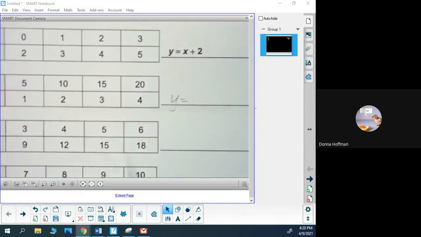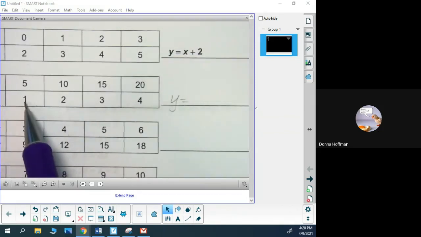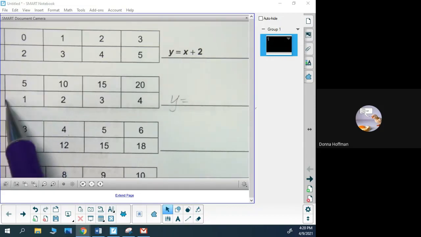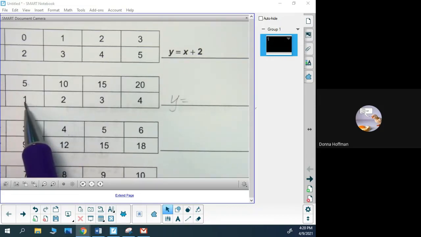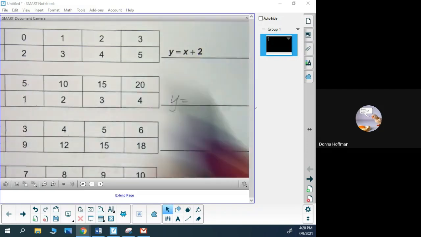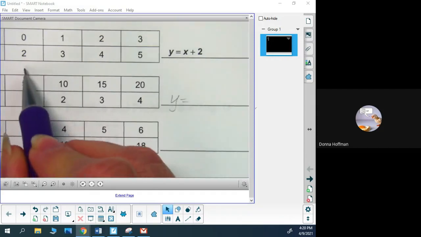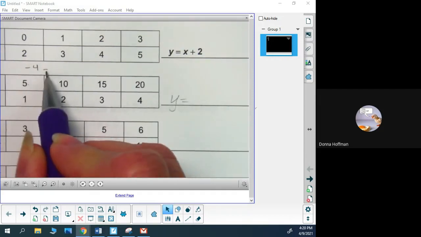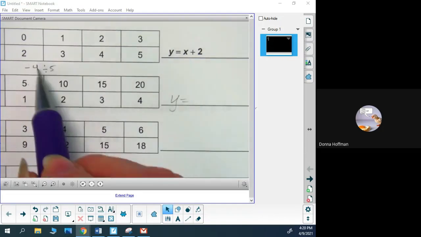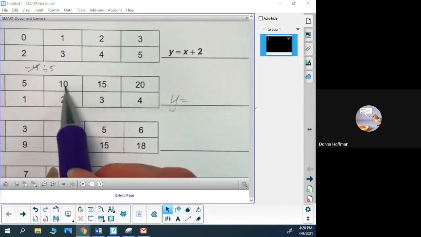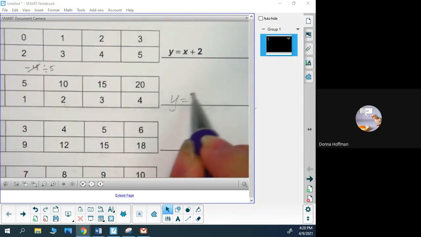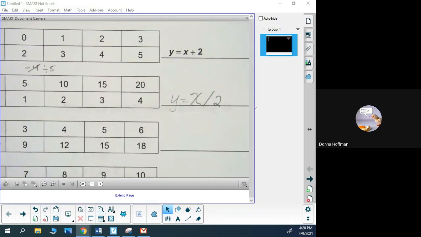So for number 2, let's see what's happening. Think about input output that you do on Dreambox. If it goes in a 5 and it comes out a 1, it could be a minus 4, or it could be a divided by 5. Minus is decreasing and division is decreasing, and 5 going to 1 is definitely decreasing. So those are my 2 operations. Let's try minus 4 and divide by 5. 10 minus 4 would be 6, so it's not minus 4, but 10 divided by 5 gives me a 2. So it looks like my x is going to be divided by 5.